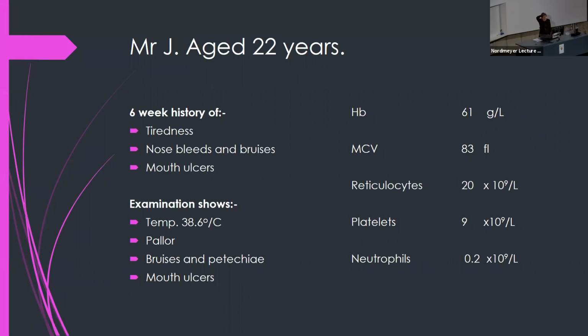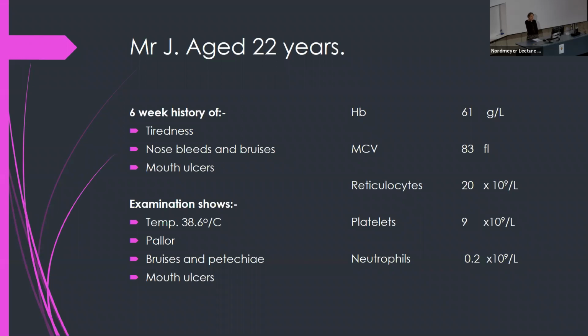Okay, Mr. J, age 22, 6-week history of tiredness, nosebleeds, bruising, mouth ulcers, got a temperature, he's pale. So tiredness, bleeding, infections, you're thinking marrow failure if it's a hematology situation. And he has got pancytopenia and a completely inadequate reticulocyte response. So there is something wrong with his bone marrow.